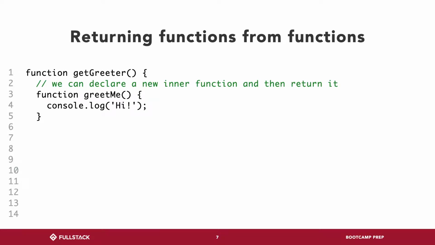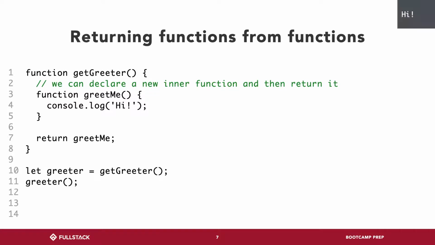So if we have getGreeter, what are we doing here? We have function getGreeter, and we can declare a new inner function and then return it. It's the same thing as the previous slide, but greetMe is now defined inside of getGreeter. So we return greetMe, and then greeter, we run it, and it's this function, okay? When we say let greeter equal getGreeter invoked, getGreeter returns greetMe, which was defined here. So this is a function, and we invoke it, and we get "hi."